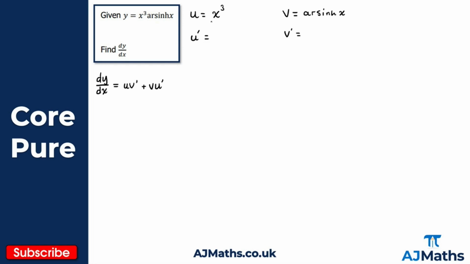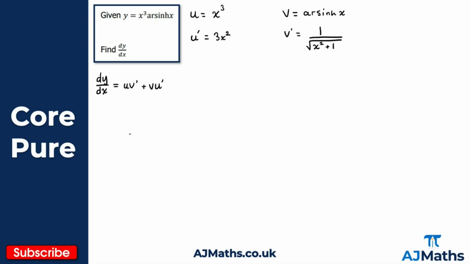If I differentiate x cubed with respect to x, I'm going to get 3x squared. And if I differentiate v with respect to x, I'm going to get 1 over the square root of x squared plus 1 there. Now I didn't mention it on the previous slide, but these results for the derivatives of the inverse hyperbolic functions are given in the formula book, so you don't have to worry about memorizing those results.